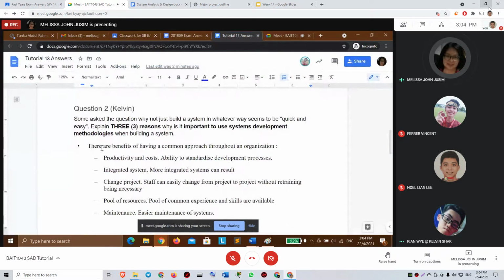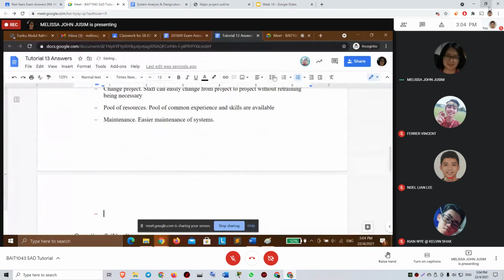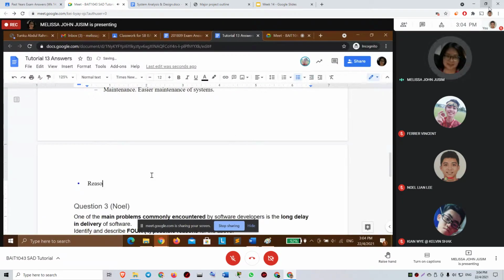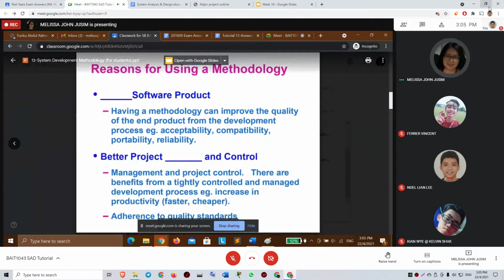Okay, this one, the first one would be better development process. Okay, so this is the first one. So reason one, better development process. Okay, and then here reason two should be better project.